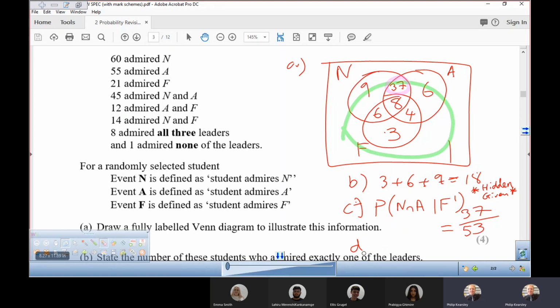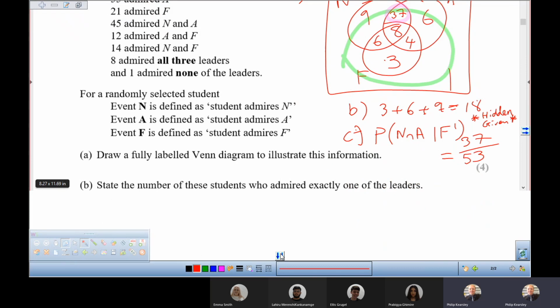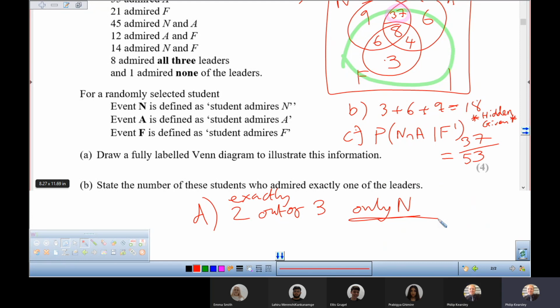Right, the reason why I left this kind of question until later on today rather than this morning is because we know these phrases. 2, exactly 2, out of a random sample of 3, and the criteria is only N. There is something subtly said of these students.